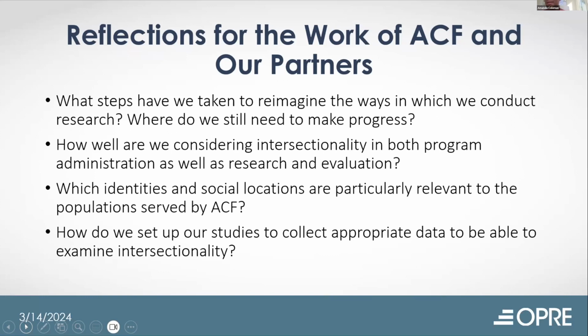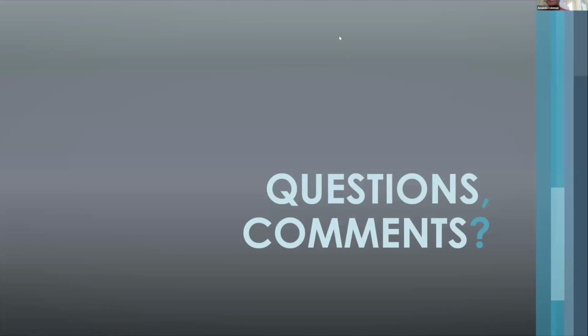And lastly, how do we set up our studies to collect appropriate data to be able to examine intersectionality? What data do we need to collect? How do we collect it? How do we weigh the strengths and limitations of the various approaches that Dr. Johnson laid out? I think for OPRE in particular, these questions are essential because not only do we often collect data in OPRE to analyze it, to support our program partners, but we also make a lot of our data available for secondary analysis by researchers in the field. So the decisions we make about what to collect really do matter. So that concludes my reflections, and I'll turn it back over to Dr. Rollins.